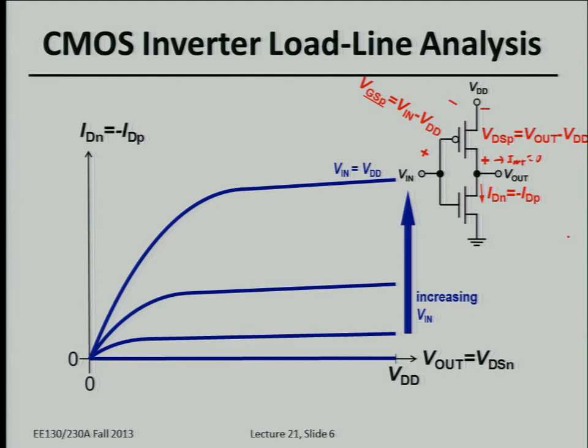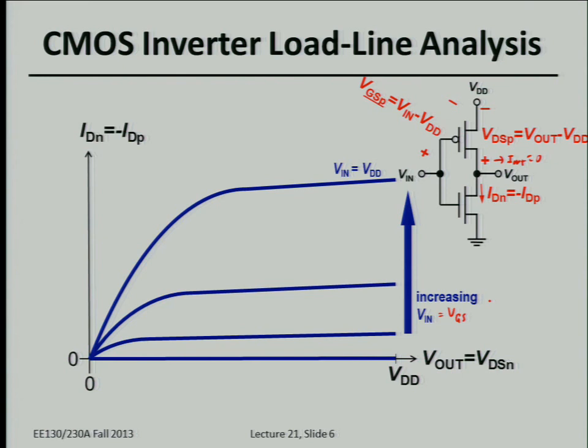What I've plotted here are the IV curves for the N-channel device. It's just the drain current of the N-channel device as a function of the drain to source voltage of the NMOS device. If you look at the inverter circuit, the drain to source voltage of the NMOS device is equal to the output voltage. And as you increase the input voltage, you're directly increasing the gate voltage of the NMOS device. That's what this blue arrow represents, because increasing Vin is equal to increasing VGS. So that's easy for the NMOS device.